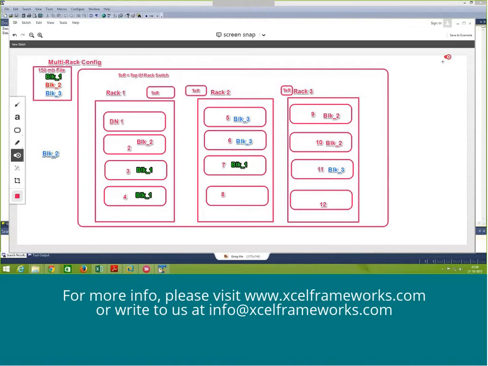Okay, so I said that 2 blocks will go here. So you as an administrator will not have any say in which node should have the second block or a second replica. It's all taken care of by the framework. Now, when I say the framework, it's the name node.